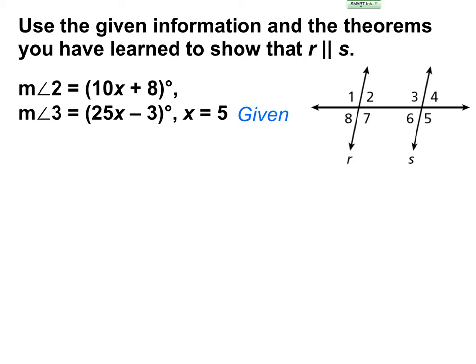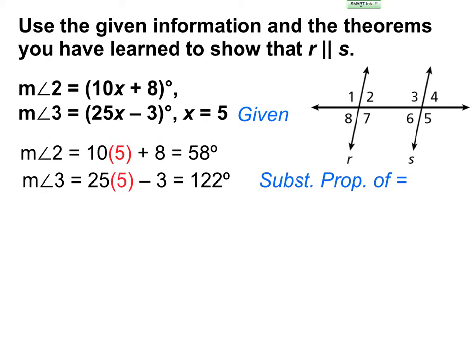How about measure of angle 3? 25 times 5, 25 minus 3, 122. Okay. Now, last time we substituted, they were the same. They're not the same. Notice anything about those numbers, though? Okay, if you add them together, you're going to get 180, which is going to show up as supplements. So can we say they're supplementary? Not yet. We've got to add them together. So you would put a line in here with the addition property of equality.